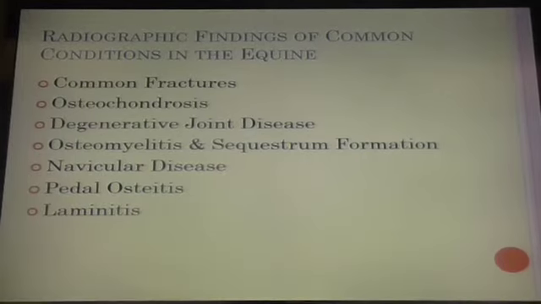So I'm not going to repeat all the information that you covered in equine, because they are the experts. I'm just going to cover these common conditions that you need to know. Any veterinarian should know, whether you're large animal or small animal. Common fractures, what osteochondrosis looks like. What's the difference between osteochondrosis and osteochondrosis dissecans? Degenerative joint disease. Osteomyelitis, sequestrum formation, and why it is common on the cannon bone, navicular disease, pedal osteitis, and laminitis.